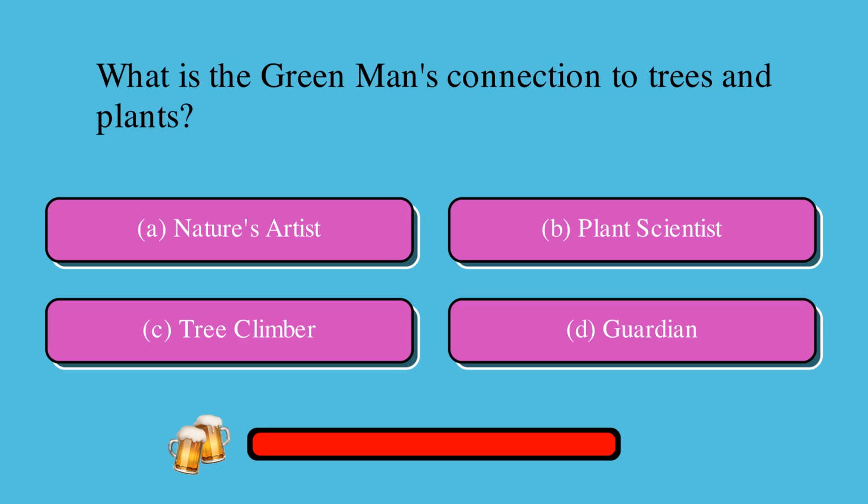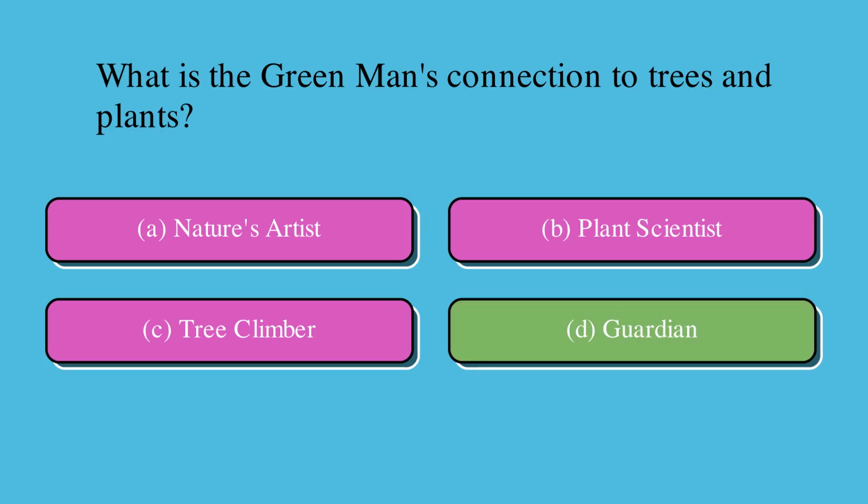What is the Green Man's connection to trees and plants? Is it A, nature's artist, B, plant scientist, C, tree climber, or D, guardian? The correct answer is D, guardian.